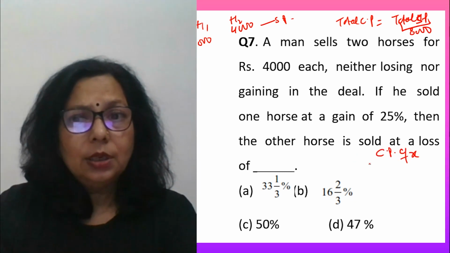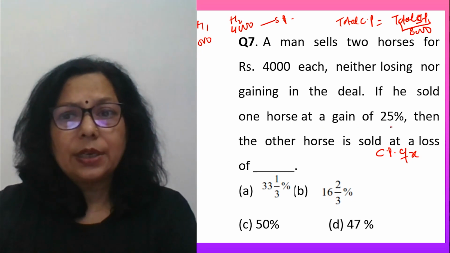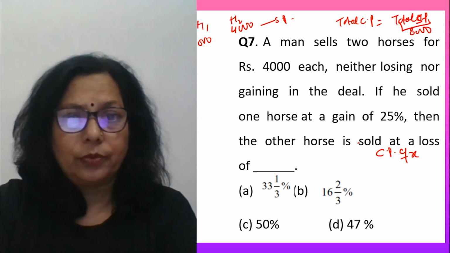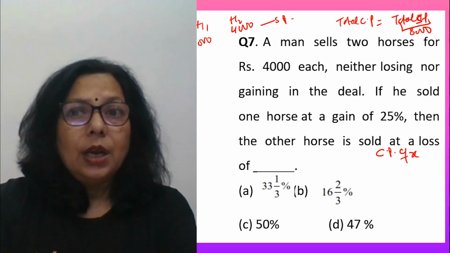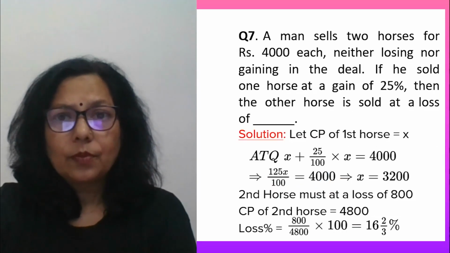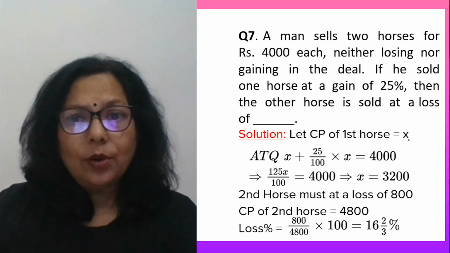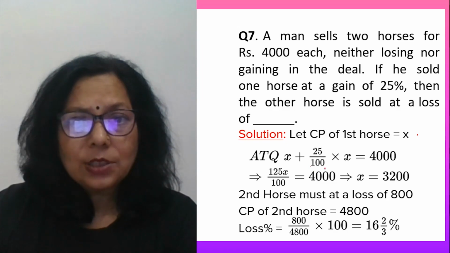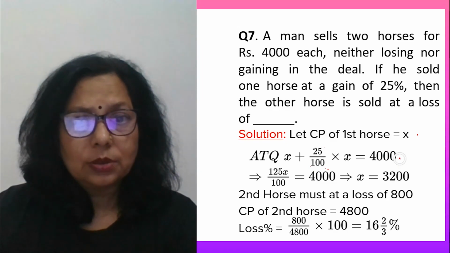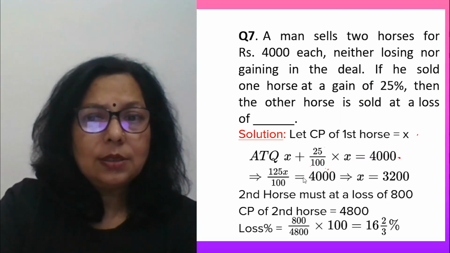If we sold one horse at a gain of 25%, means if CP of one horse is X, so he sold one horse at a gain of 25%, then the other is sold at a loss of. Now see, a man sells 2 horses for 4,000 each. Cost price of one horse is X. So X plus profit 25% of X is equal to 4,000. So you get the CP.